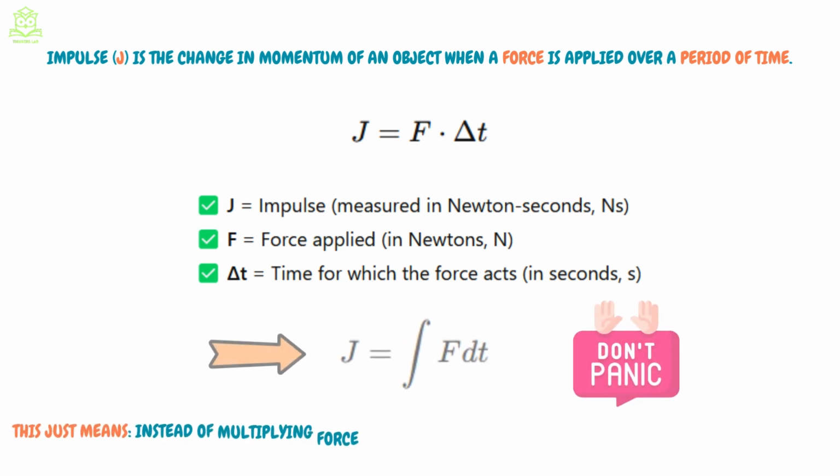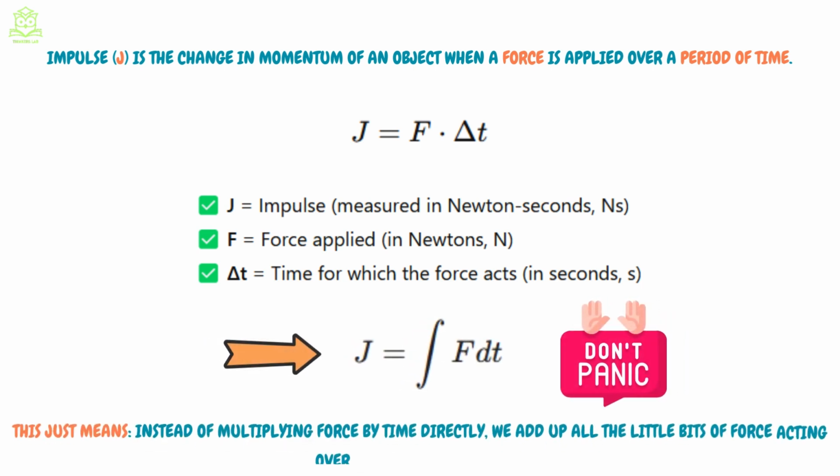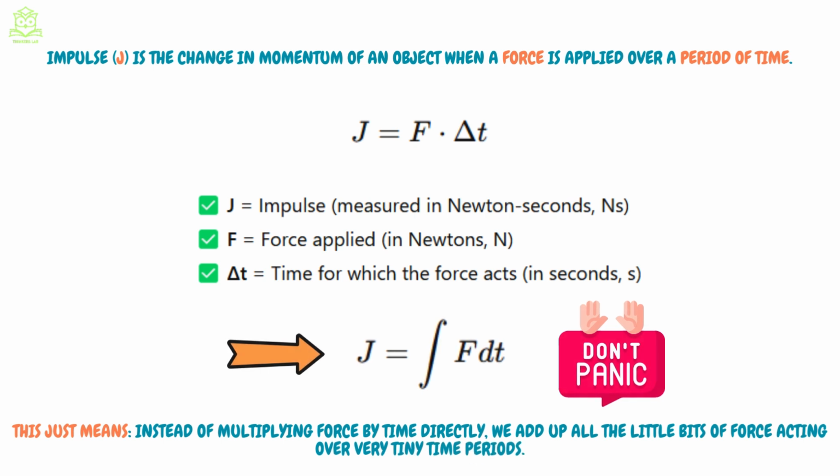Step 2. The fancy integral version. Don't panic. Sometimes force changes over time. If that happens, we use a slightly different equation. Impulse equals the integral of force with respect to time. This just means instead of multiplying force by time directly, we add up all the little bits of force acting over very tiny time periods. But for most problems, we don't need this unless force is changing continuously.